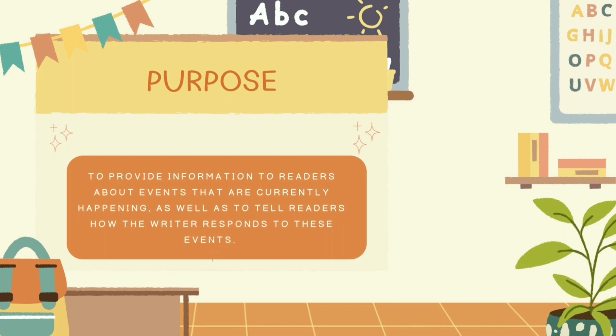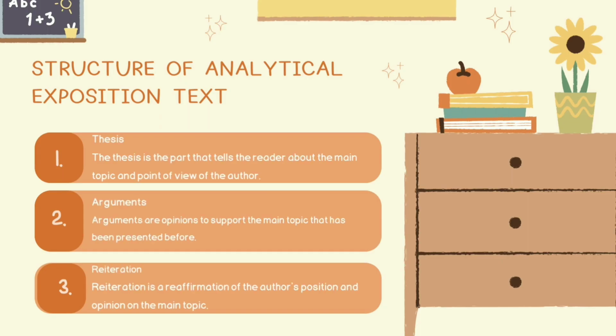So the purpose is to provide information to readers about events that are currently happening, as well as to tell the reader how the writer responds to this event. The analytical exposition text consists of three parts. This structure will help you understand the contents of the writing and what is actually being discussed. This structure is thesis, argument, reiteration.